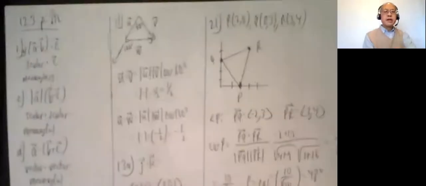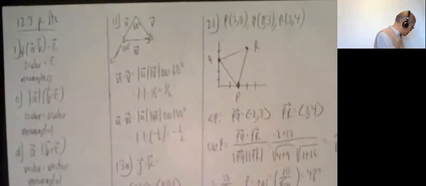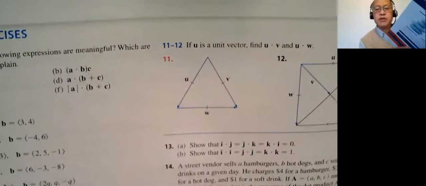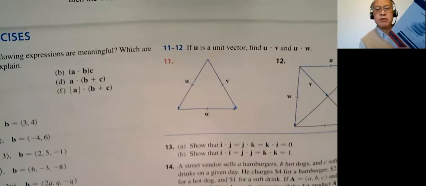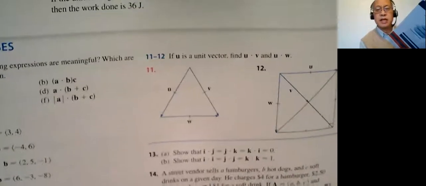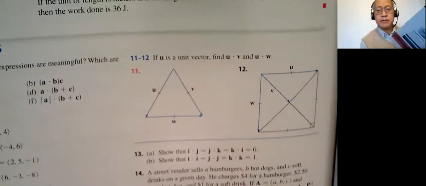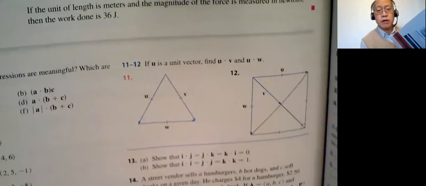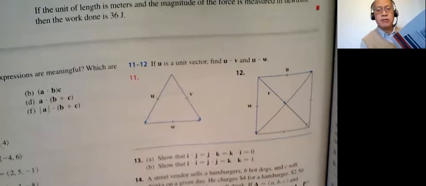Okay, then number 11. Well, here's the picture. U, V, and W. Notice U and V both start at the same point, but W does not. Okay, and it says U is a unit vector. And so you have an equilateral triangle where each side has length 1. All right, they want U dot V and U dot W.